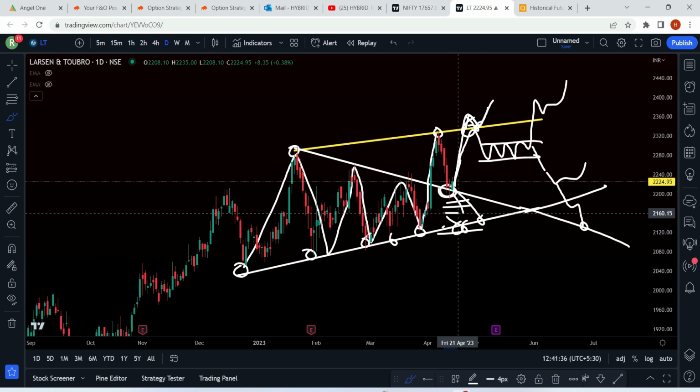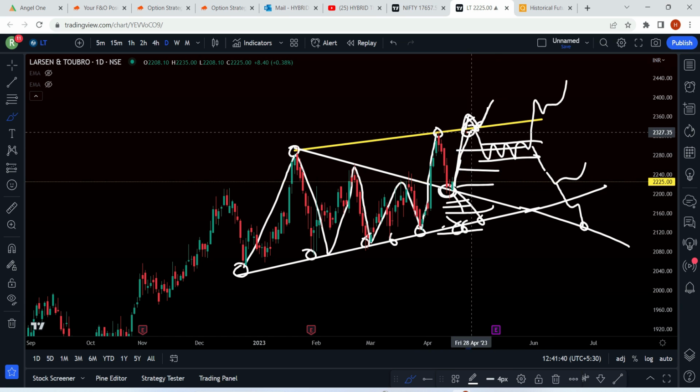From this you can move your stop loss to cost, then 2%, 4%, 6%. This is the way you have to do it.